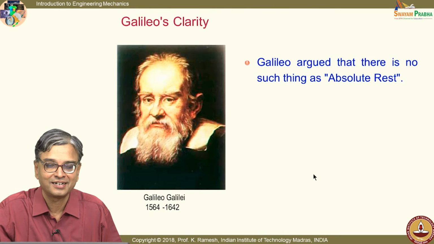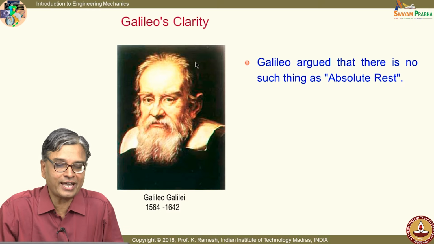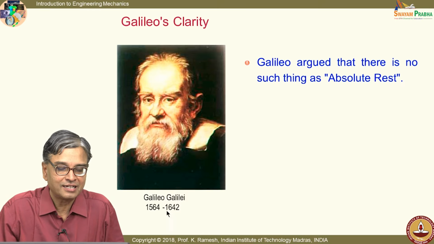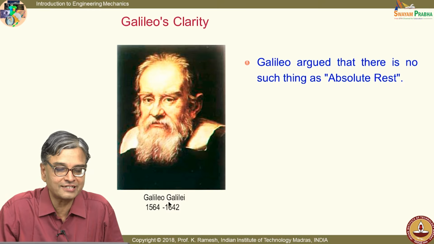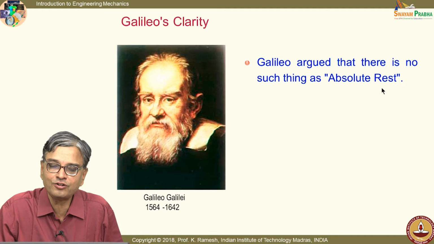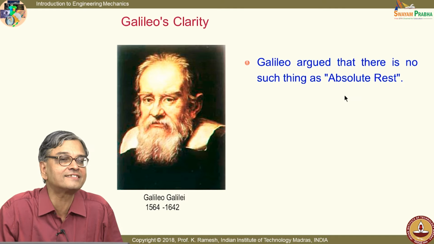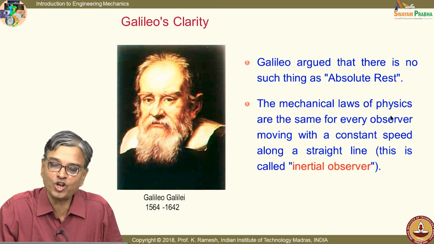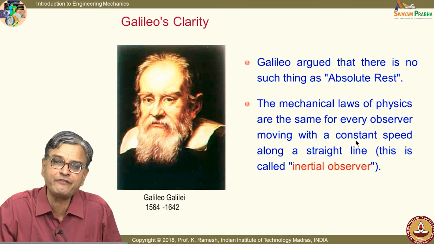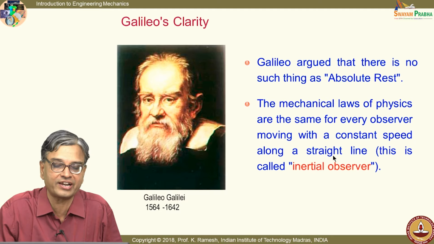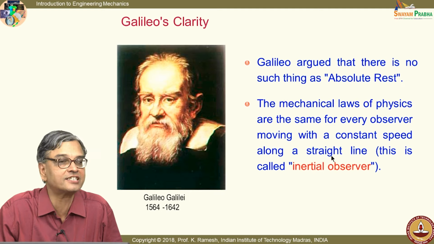And Galileo came into the picture. He came 1500 years or 2000 years later, and he argued that there is no such thing as absolute rest. The mechanical laws of physics are the same for every observer moving with a constant speed along a straight line. This is called an inertial observer.